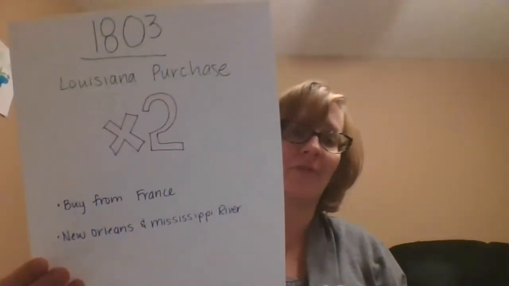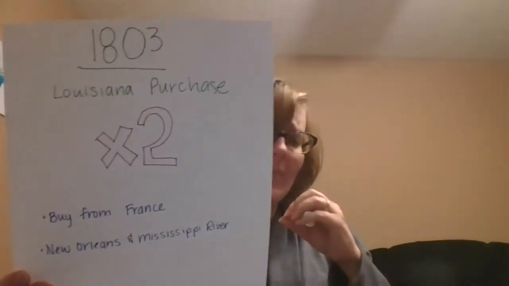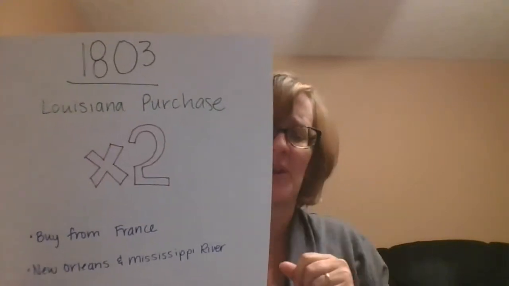Okay, so we buy it from France. We wanted the New Orleans and Mississippi River. Napoleon needed money to attack Russia, so he's like, take all of it. I don't want it. Give me $15 million. And we do. We're like, heck yes. And it's a fantastic buy, guys. It's a fantastic deal. Doubling the size of our nation, it comes out to like 2.5 cents an acre.